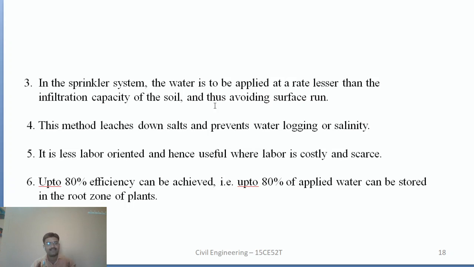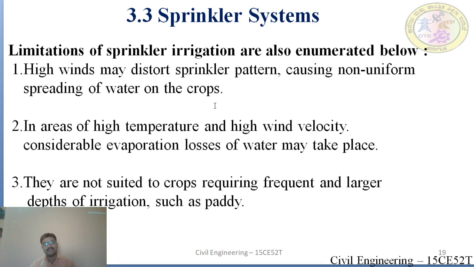Next advantage is that up to 80% efficiency can be achieved. That is, up to 80% of water can be stored in the root zone of the crops. Since no water gets infiltrated into deep percolation of the soil, the efficiency will definitely be achieved by the root zone of the plants. Hence, this is about the advantages of sprinkler irrigation.